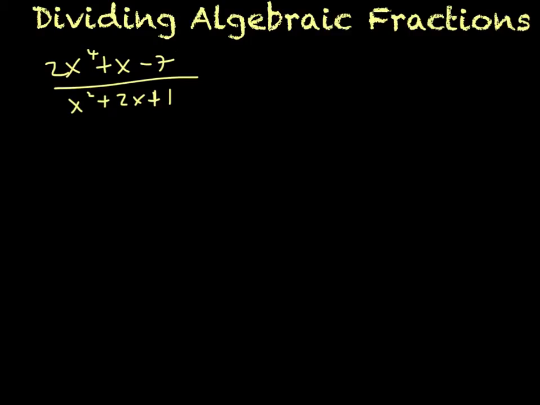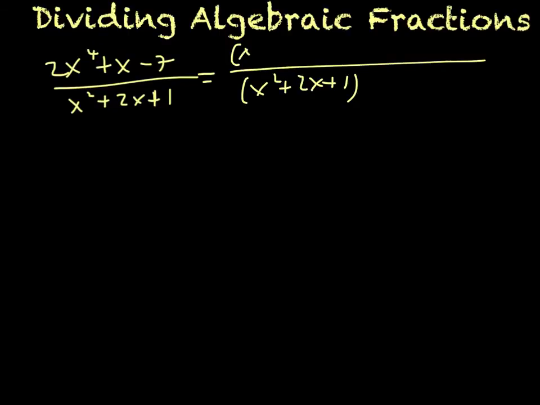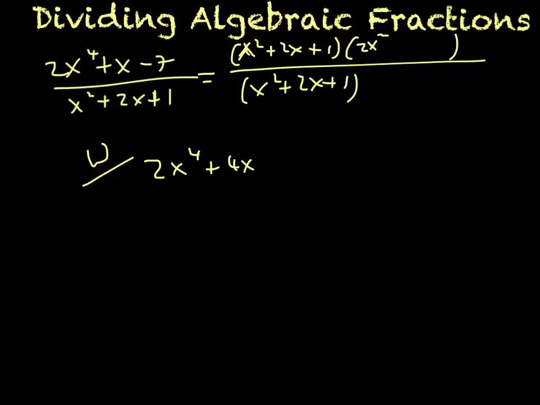Okay, last example. So this time we've got a quadratic on the bottom, but we're not going to let that worry us. That's no problem at all. So same setup, working section, 2 brackets. So this time we've got a 2x to the 4. What do I need to times our x squared by? 2x squared. Multiply out, see what we have. So 2x to the 4 plus 4x cubed plus 2x squared.